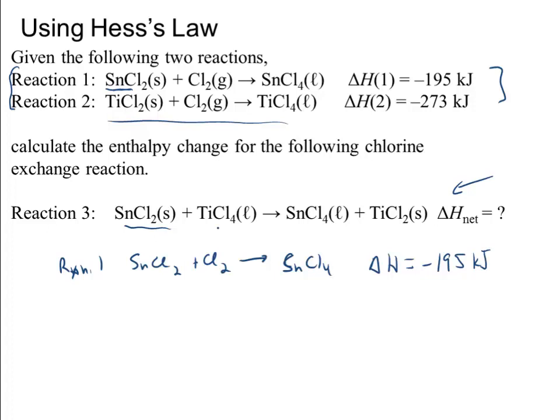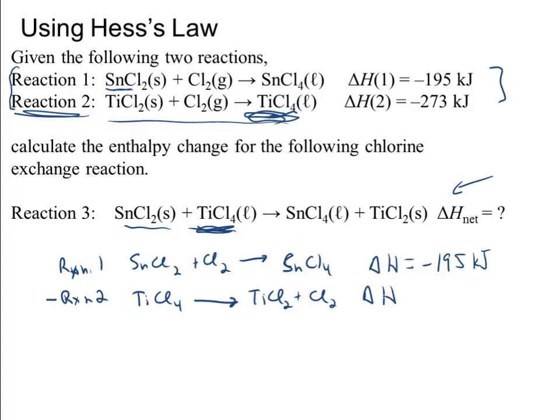Now notice we need TiCl4, titanium tetrachloride, on the left as a reactant, but in reaction 2 it's on the right, which means we're going to have to turn reaction 2 around. So it's minus reaction 2, and we'll turn that around, so we'll have TiCl4 now going to make TiCl2 plus Cl2.